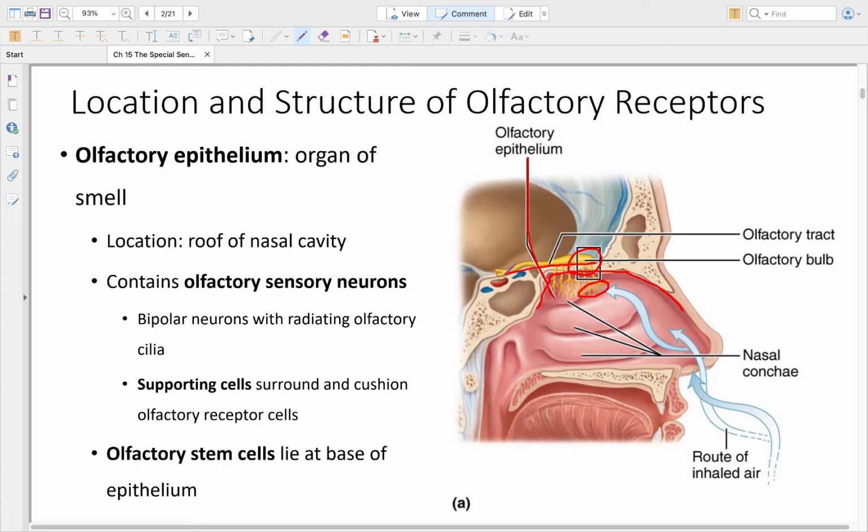And these olfactory neurons are a particular type of bipolar neuron. And they have radiating olfactory cilia. So ultimately, this entire anatomy is incredibly significant because that cilia, along with the supporting cells, help to conduct the sense of smell and the function of this organ. Underneath, at the base of the epithelial tissue, we have olfactory stem cells that renew themselves.